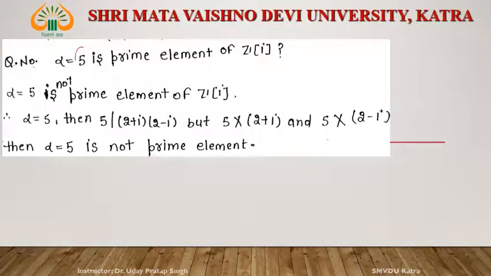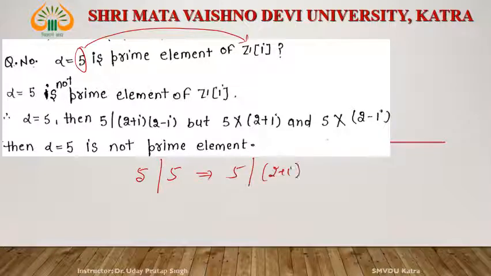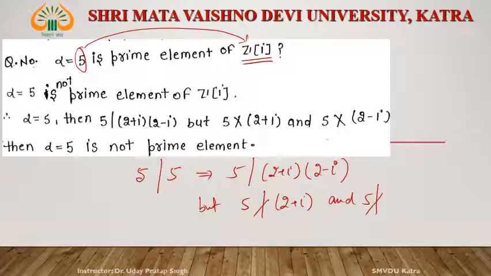Now see, is 5 a prime element of this? No, 5 is not a prime element of this. Why? Since 5 divides 5, it means 5 divides (2 plus i)(2 minus i), where 2 plus i is an element of Z[i], the Gaussian integers. But 5 does not divide 2 plus i, and 5 does not divide 2 minus i. So 5 is not prime in Z[square root of minus 5].